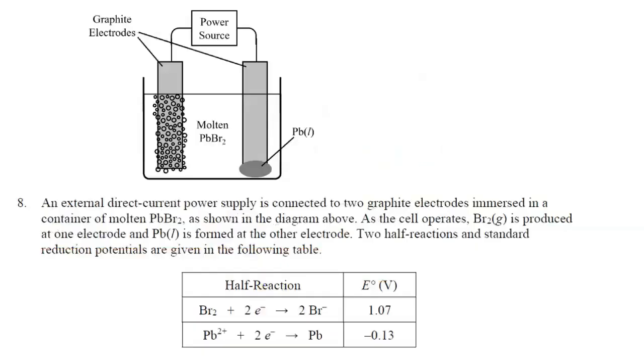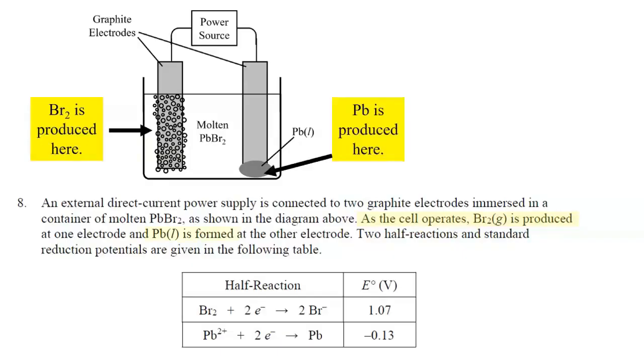Now let's take a look at question 8. In question 8, we are given a diagram, and it says an external direct current power supply is connected to two graphite electrodes immersed in a container of molten lead bromide, which is PbBr2, as shown in the diagram above. As the cell operates, bromine gas is produced at one electrode. And you can see in the diagram, that would be the electrode where there are bubbles of gas. So bromine, Br2 gas is produced here. And then liquid lead or molten lead is formed at the other electrode. And you can see that the lead is produced at the other electrode.